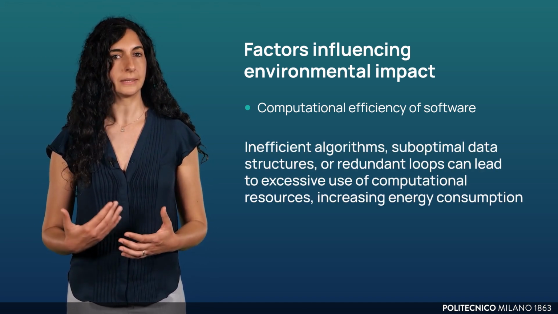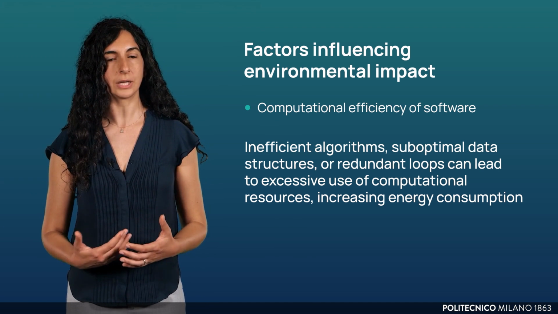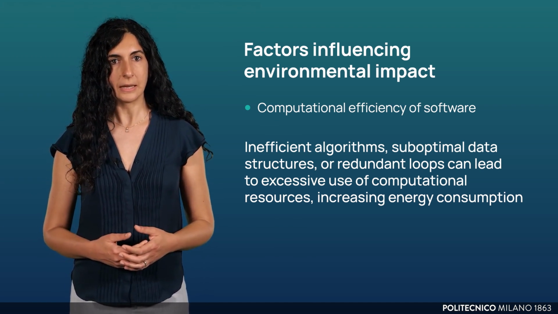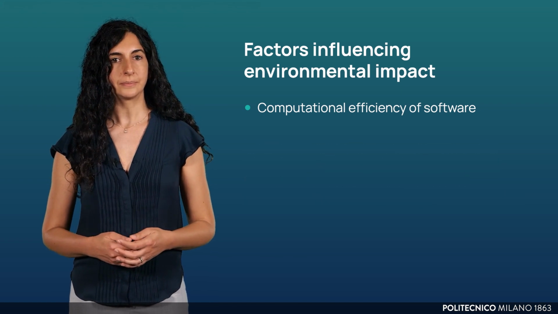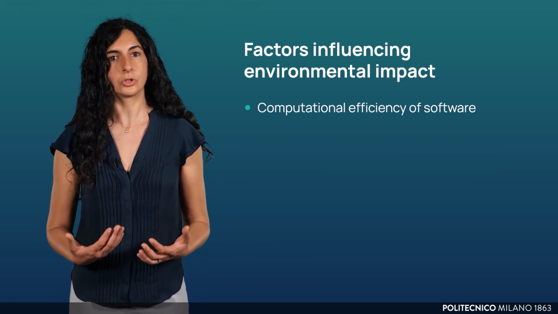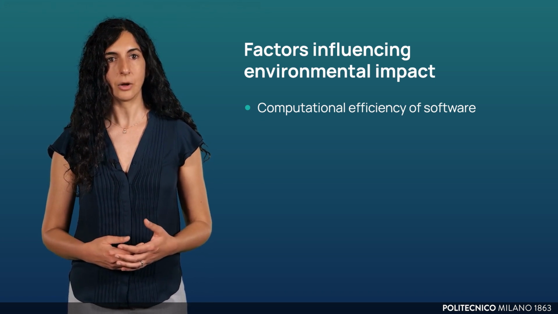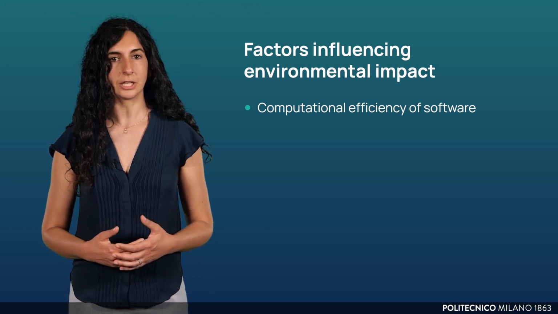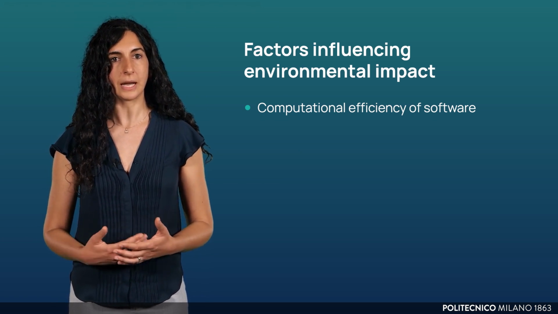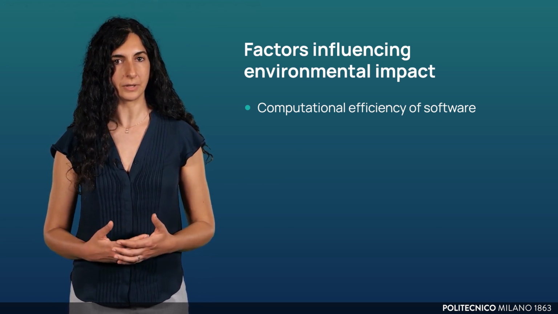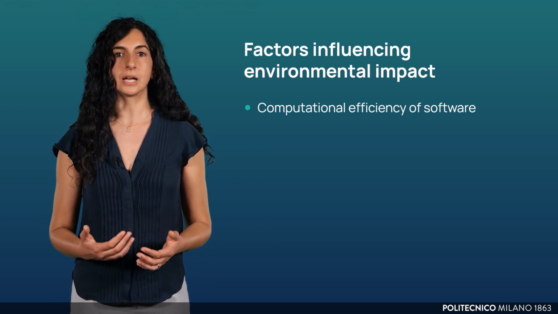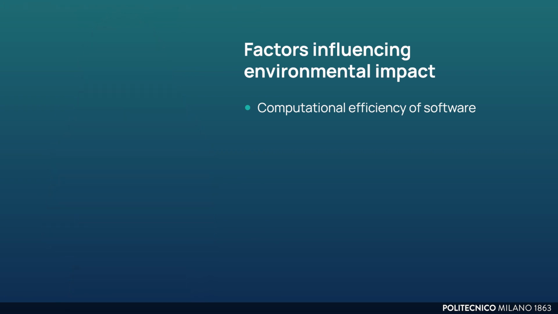Inefficient algorithms, suboptimal data structures, or redundant loops can lead to excessive use of computational resources, increasing energy consumption. Writing clean, well-structured, and high-performing code is not just a good software engineering practice, it is also a choice that has environmental implications. Optimizing more demanding processes, avoiding redundant calculations, and favoring less computationally expensive operations are all strategies that help reduce the software's impact.